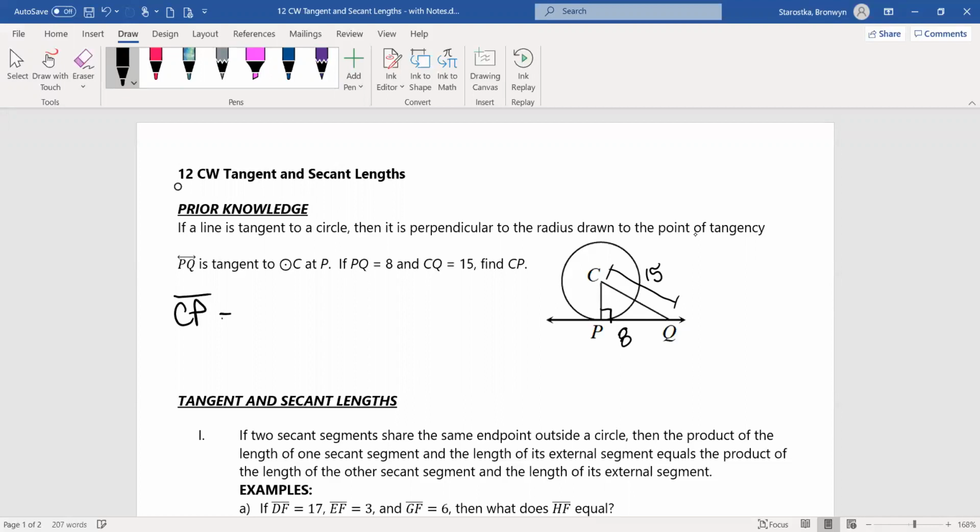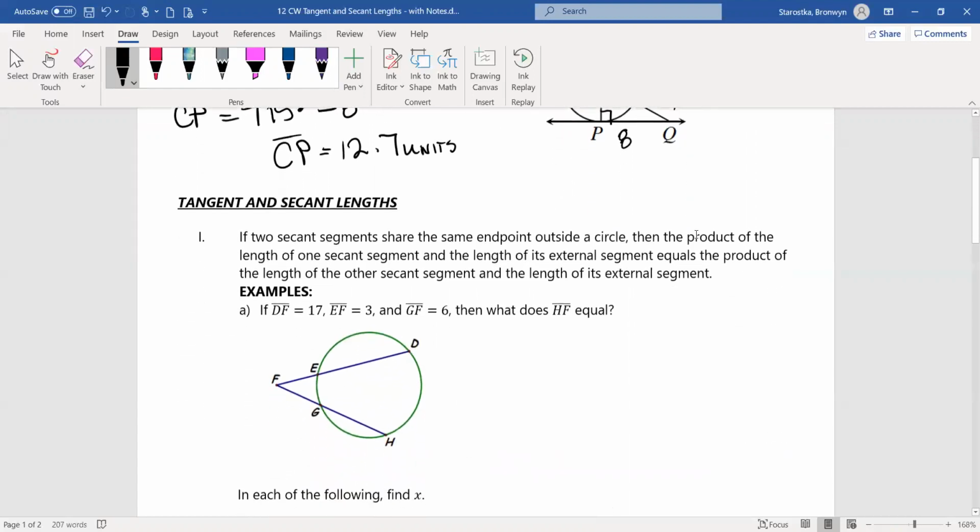CP is 15 squared minus 8 squared. And so we can plug it in our magic calculator and get a good rounded approximate 12.7. All right, so let's go learn two more rules about these lengths.